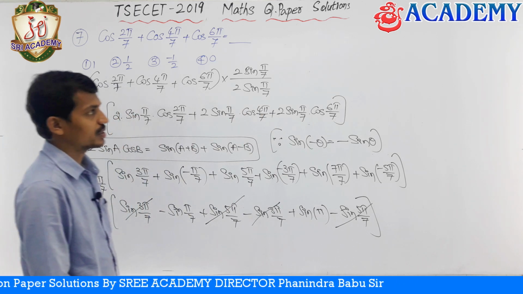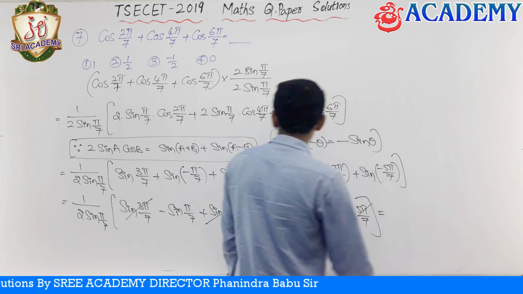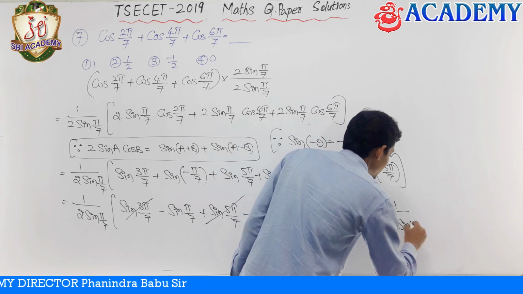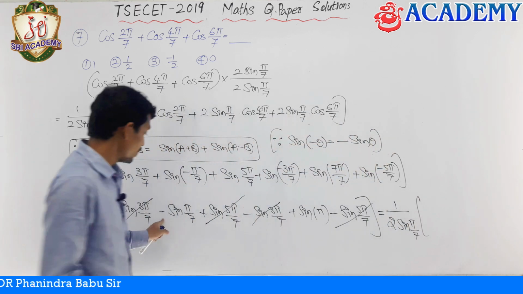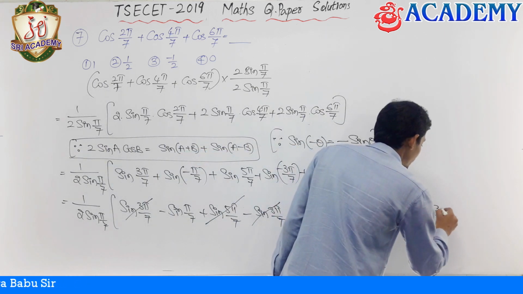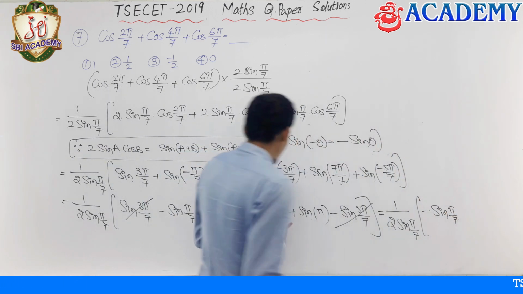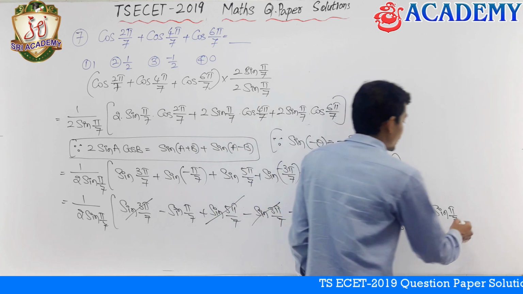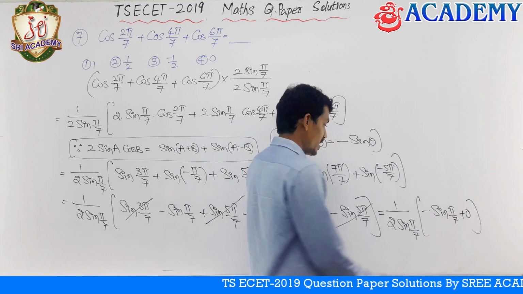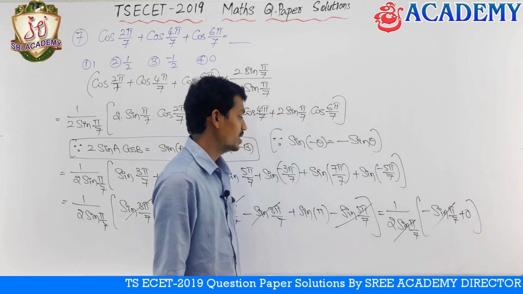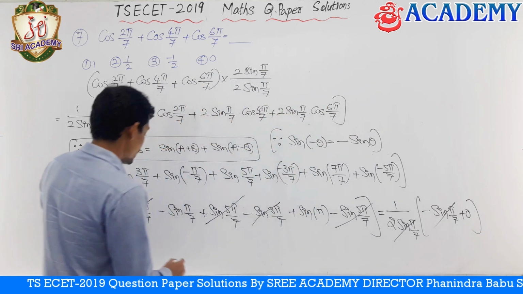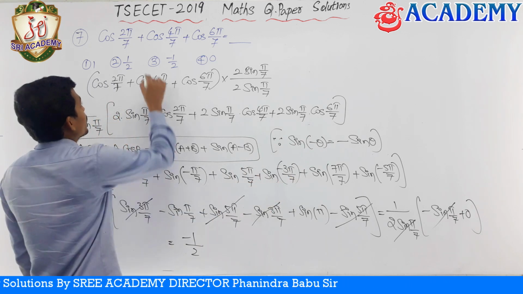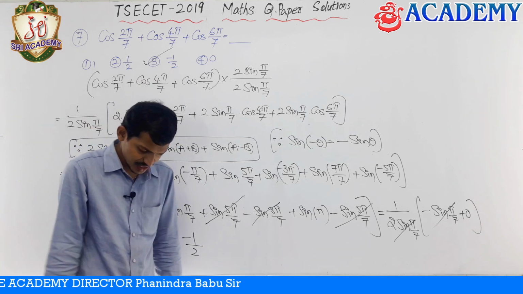That is going to be our simplified answer, 1 by 2 sin pi by 7 into minus sin pi by 7, remaining one minus sin pi by 7. Sin 180 degrees, only sin pi, is always going to be 0. Now sin pi by 7, sin pi by 7 also cancel. The answer is going to be simply minus 1 by 2. Inside you having minus into that value, it's going to be minus 1 by 2. This is the solution of this problem.